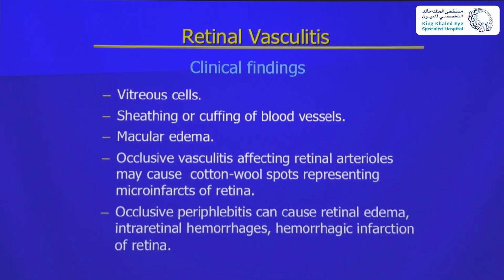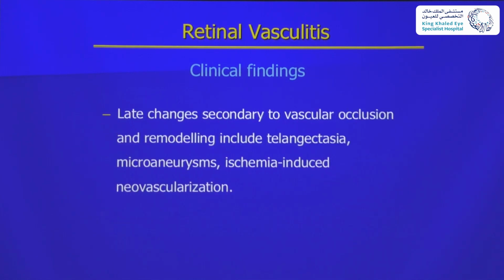So what are the clinical findings? A patient with retinal vasculitis might have vitreous involvement, vitreous cells. Of course, sheathing or cuffing is a must, a hallmark feature of retinal vasculitis. Macular edema is common. Occlusive vasculitis involving the retinal arterioles will show as many cotton wool spots. Occlusive vasculitis involving the veins, you will have retinal hemorrhages, edema, and hemorrhagic infarction.